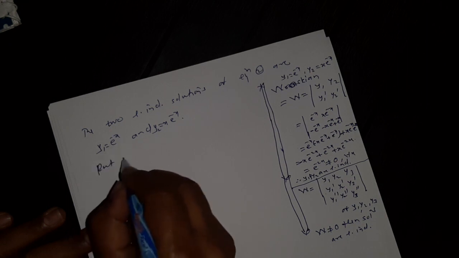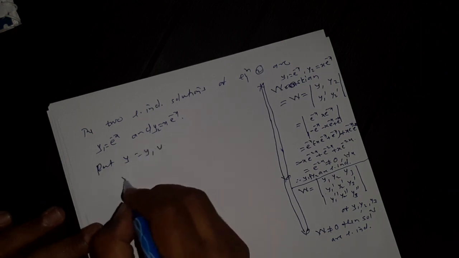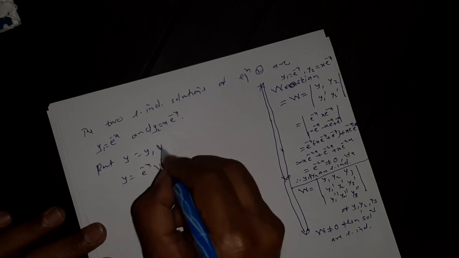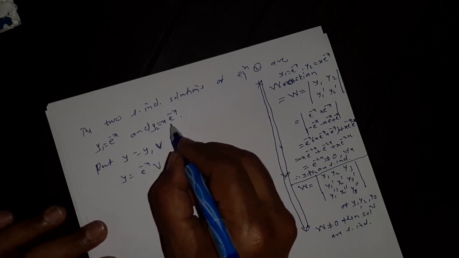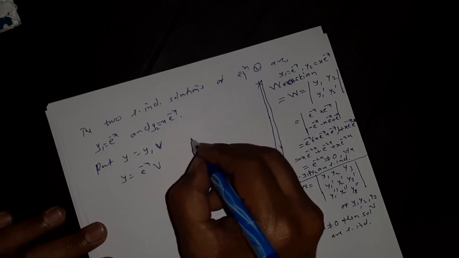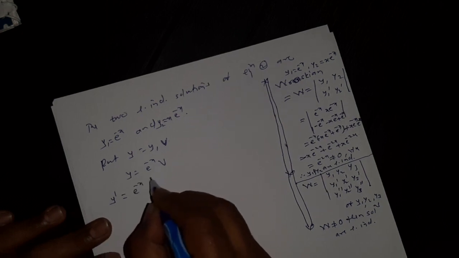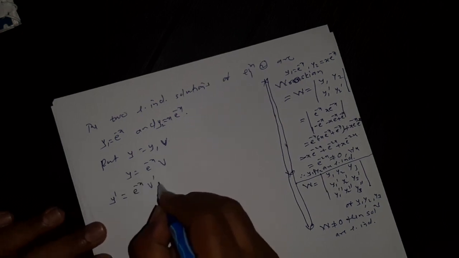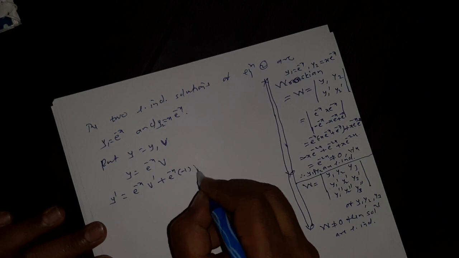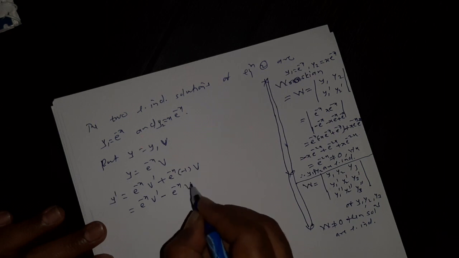put y is equal to y1 v, and therefore y is equal to y1, which is e raised to minus x, times v. Either take x e raised to minus x as y1 and e raised to minus x as y2, where v is a function of x. Then y dash is what? e raised to minus x, by using the u into v rule, v dash, plus e raised to minus x, derivative of e raised to minus x, e raised to minus x into minus 1 into v, that is e raised to minus x v dash minus e raised to minus x v.